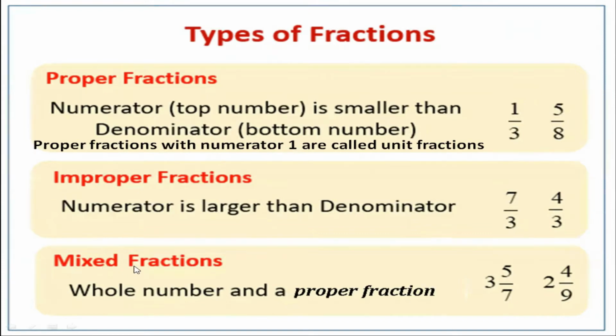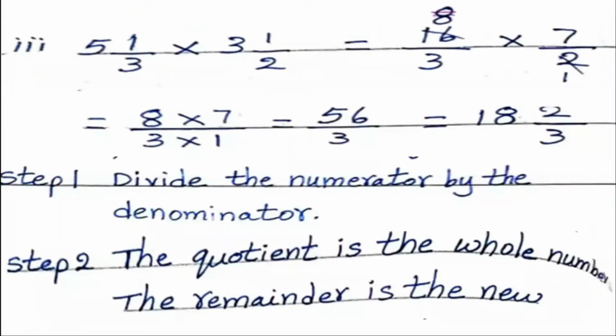Mixed fractions: a whole number and a proper fraction. For example, 3 and 5 by 7, 2 and 4 by 9. Now shall we go to question number 3 in your textbook. 5 1 by 3 into 3 1 by 2. That is equal to 5 3s are 15 plus 1 is 16 by 3. Here 3 2s are 6 plus 1 is 7, so 7 by 2. So 16 by 3 into 7 by 2.